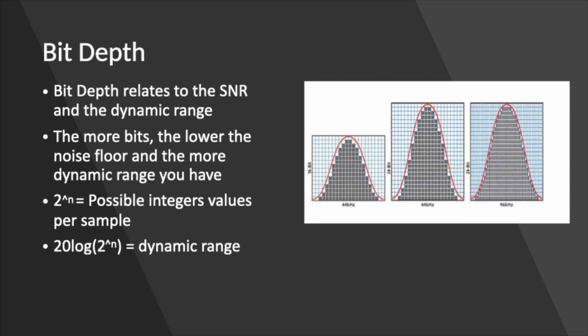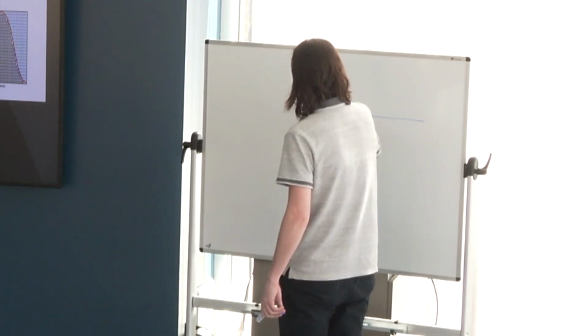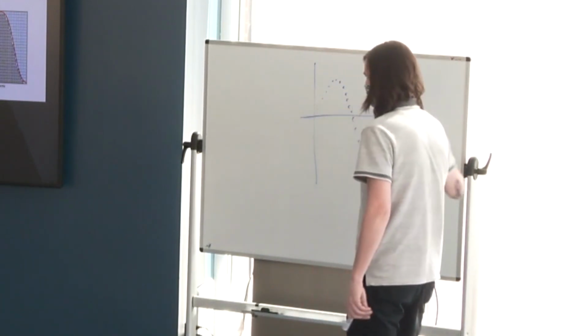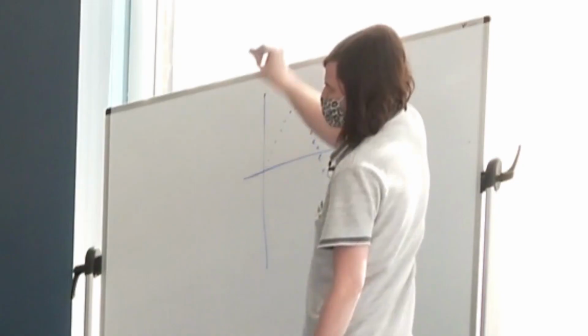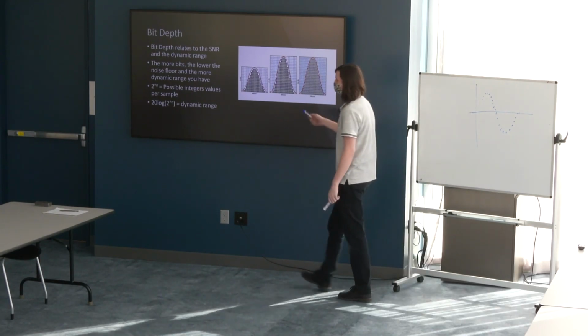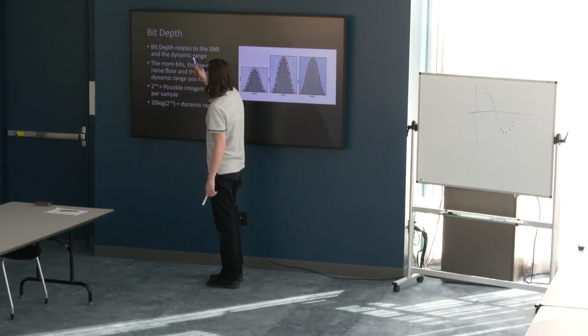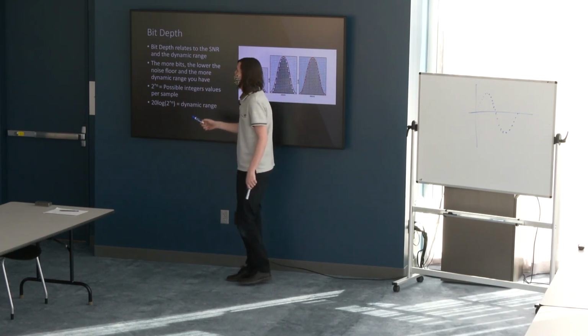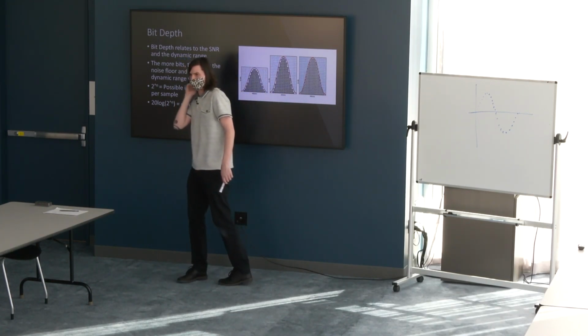So let's draw this Cartesian plane again. I'll draw my digital waveform now because we're in digital land. Okay, so our x-axis is time, and our y-axis is amplitude, and bit depth affects our y-axis. So bit depth relates to SNR, which means signal to noise ratio, which I'll talk about in a second, and the dynamic range of what we're able to record.